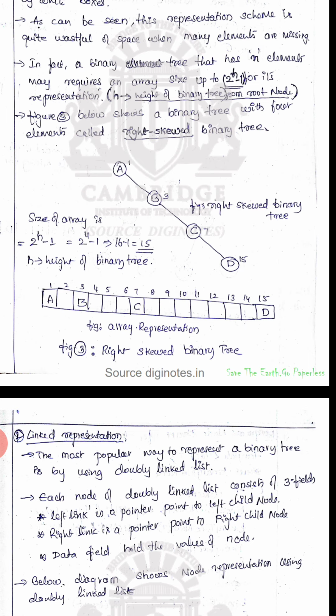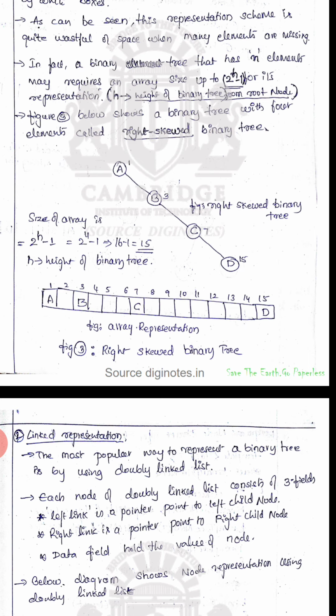How many maximum elements can I store in this binary tree? That is 2 raised to h minus 1, h in the sense height, so 2 raised to 4 minus 1, so 16 minus 1 is 15. So in this binary tree I can store 15 elements or nodes. When I want to represent this binary tree using an array, the size of the array I require is totally 15. But how many elements do I have?